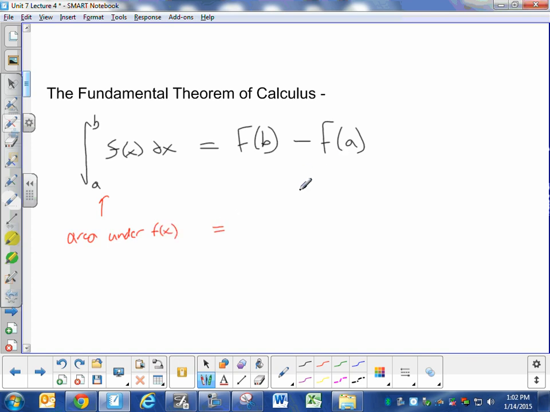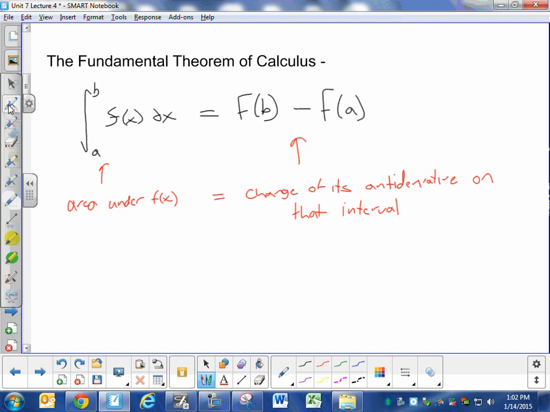Area under a function is equal to the change of its antiderivative on that interval. Okay. Now, I'll show you the steps to do this.